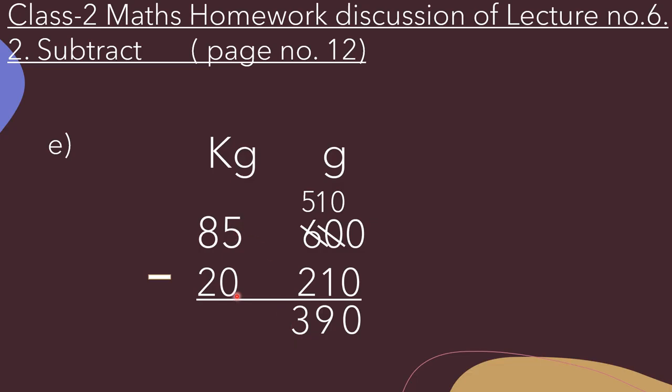Now 5 minus 0, we will get the same number and that is 5. Here 8 minus 2, so keep 8 in your mind, open your two fingers, now we have to speak backward counting: 7, 6. So here we will write 6. So what is our answer? 65 kilograms and 390 grams. Understood beta?